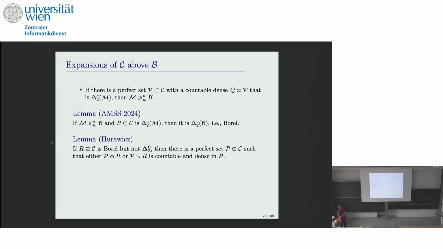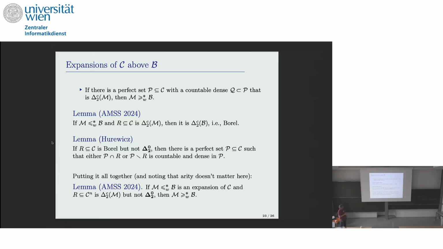If R is a Borel subset of Cantor space, but not boldface delta 2, then there's a perfect subset, P, of Cantor space such that either R intersect P or R complement intersect P is, sorry, either R intersect P or R complement intersect P is what I should have said. Anyway, what I've written here I think is also correct. It's countable and dense. Hurwitz says that this exists as long as R is Borel but not delta 0, 2.